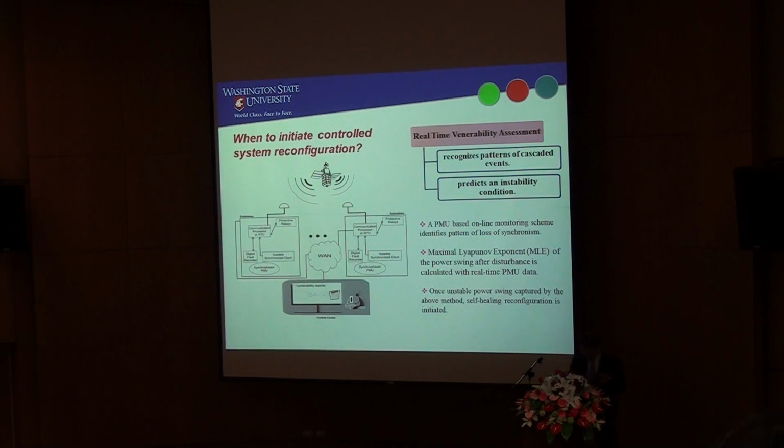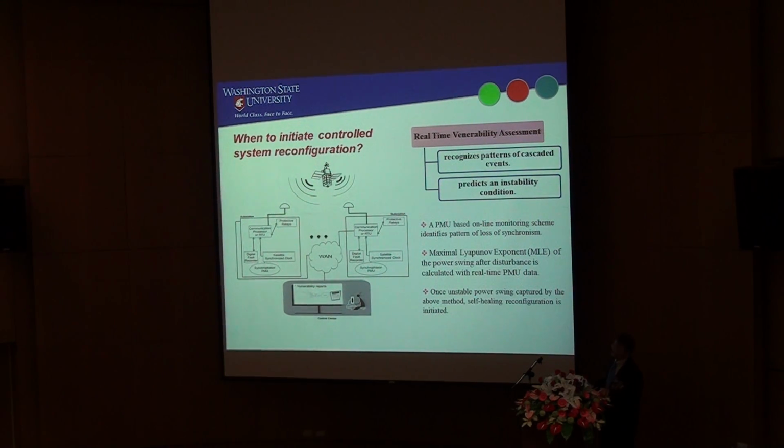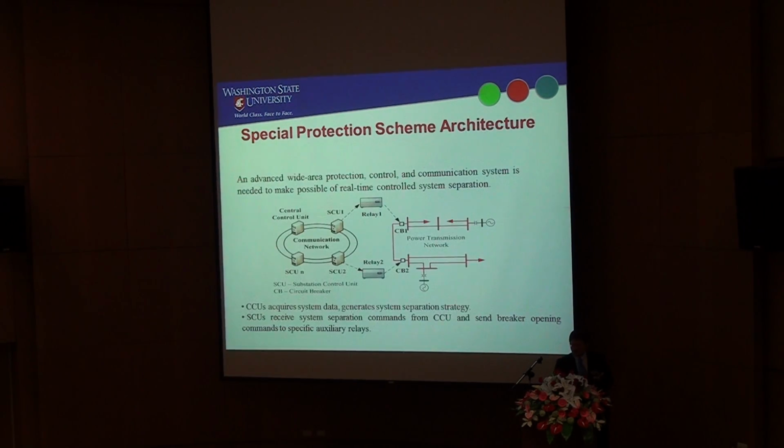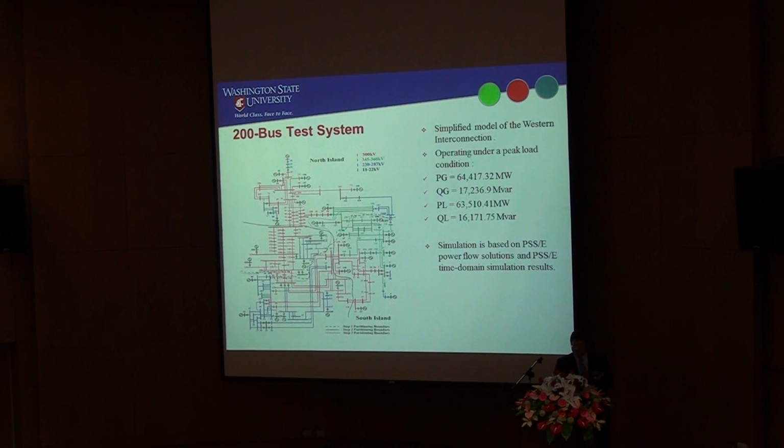So what we are trying to do is to use that diagonal exponent I mentioned as an index. And I want to use it to predict an unstable condition and use that unstable condition to determine when to split the group. So that's what this is all about. Okay, so this is the implementation.